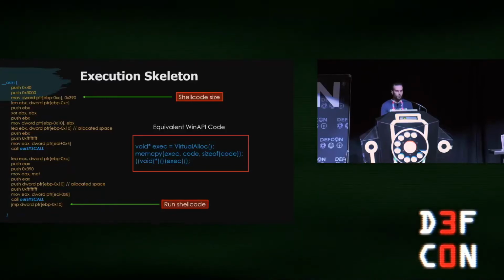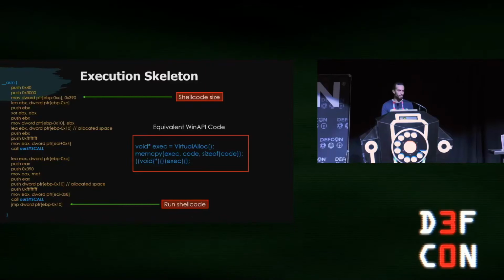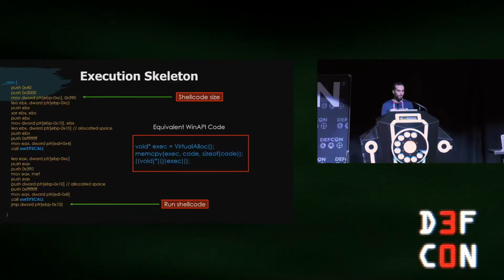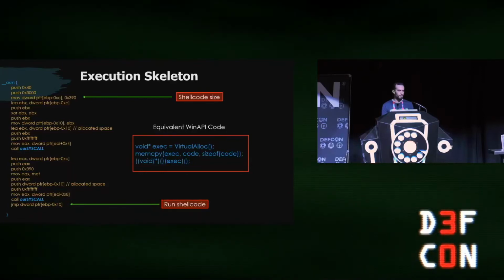It's equivalent to the one where you use VirtualAlloc and then memcpy. This one is still using the same system calls. You're still using NtAllocateVirtualMemory and NtWriteVirtualMemory to write the shellcode to memory. And then the last line at the bottom is jump to this place and start executing.